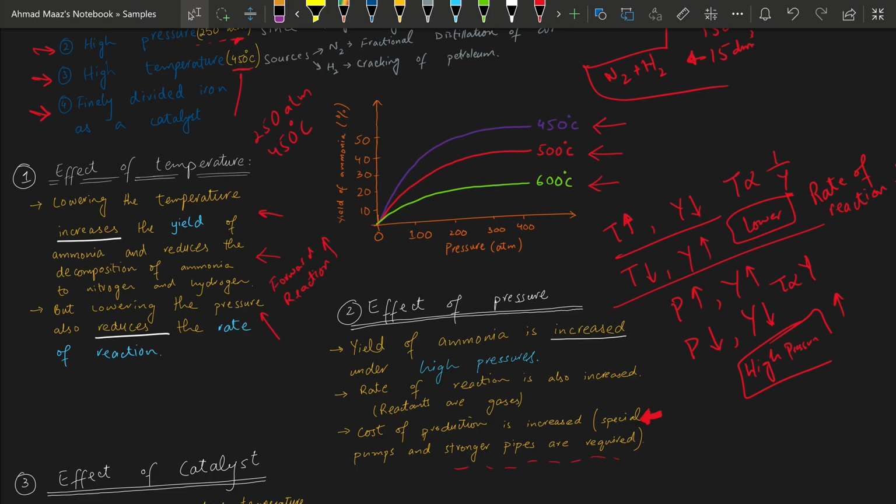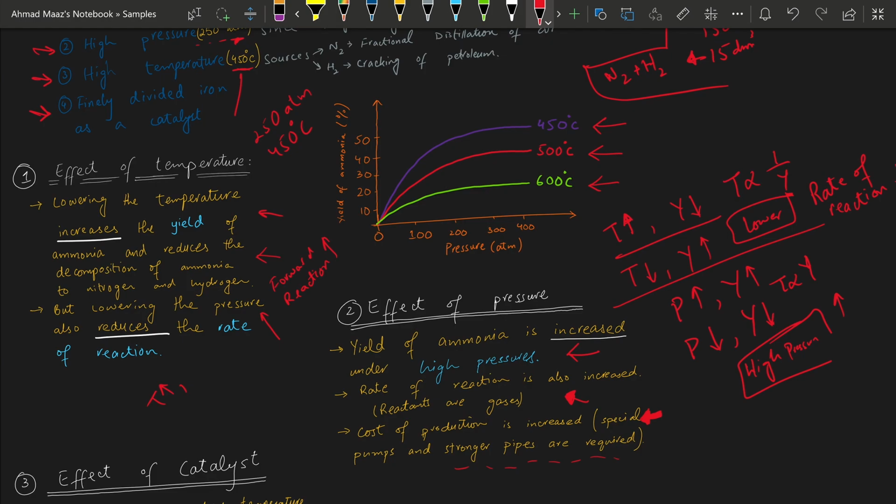The yield of ammonia is increased under high pressure. The rate of reaction is also increased. We have studied in the previous chapter that increasing the temperature increases the rate of reaction, but it decreases the yield of ammonia, because it will also increase the rate of the backward reaction. That is why the yield of ammonia will be less.